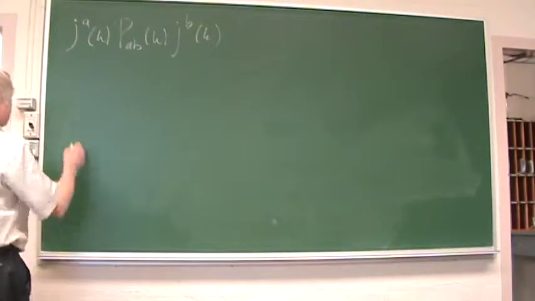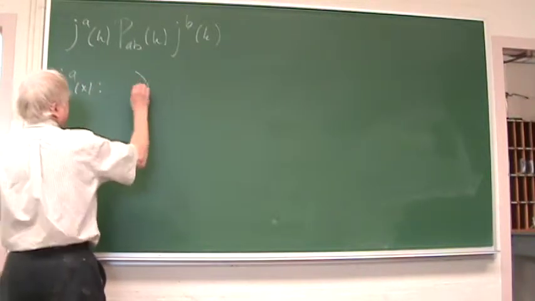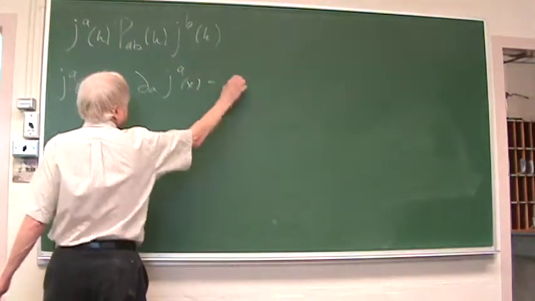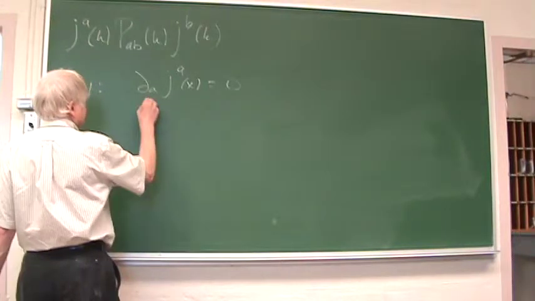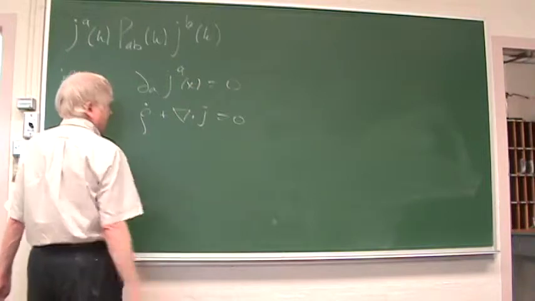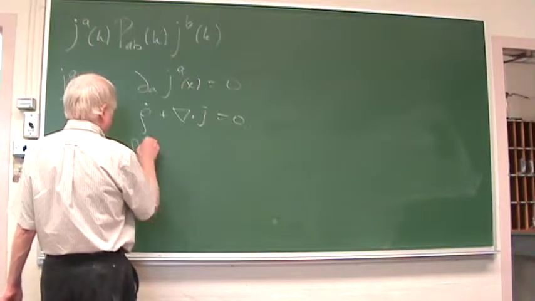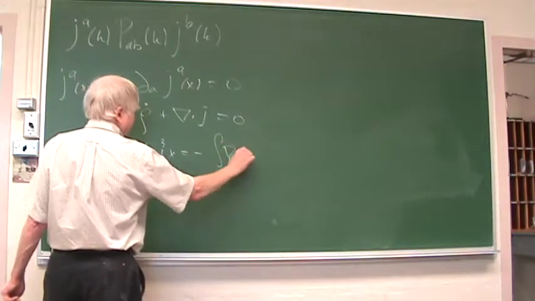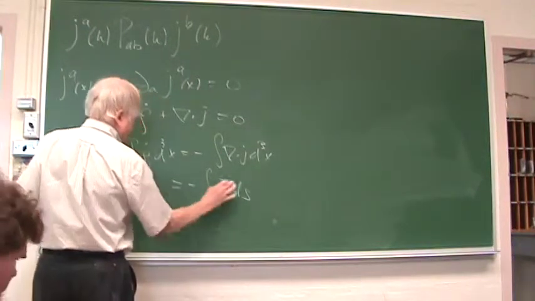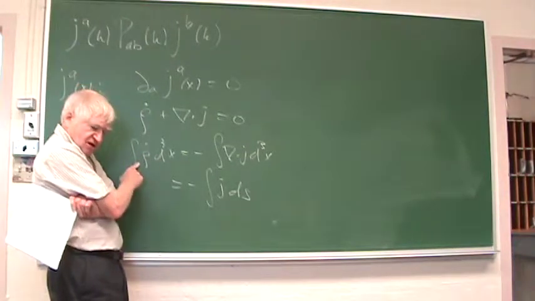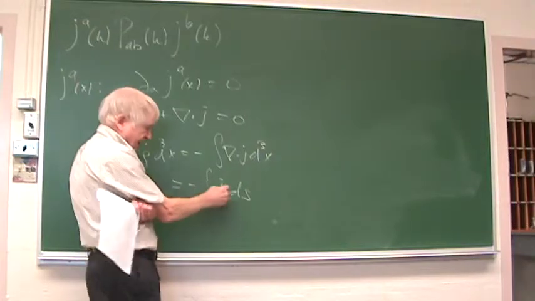That is to say, J here is a conserved current, and what does that mean? That means that dA, JA of X, is zero. And in three vector language, this is rho dot plus divergence of J equals zero. Okay? And in fact, if you integrate that over a small volume, then you get that the integral of rho dot d cubed x is equal to minus the integral of del dot J d cubed x, and this is equal to minus J dot D surface over the surface. And so the total charge inside changes with time at a rate that's given by, in other words, it's increasing at minus the rate at which it's flowing out.